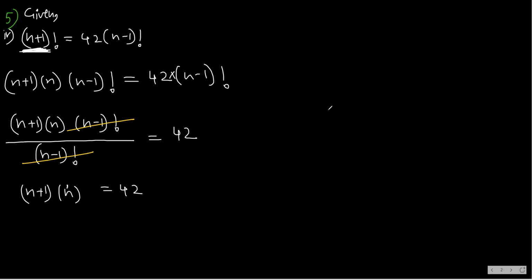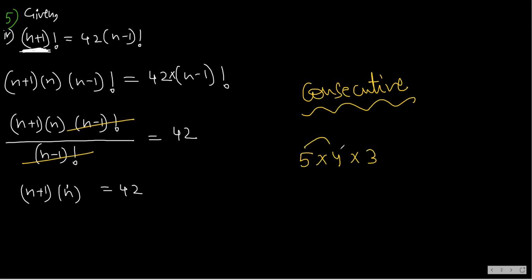The word which I just spoke is consecutive. What is the meaning of consecutive? Consecutive is in order, one after the other. Like, if I write 5, then I write 4, then I write 3, these are consecutive numbers. 4 is after 5, and 3 is after 4. They are consecutive numbers.